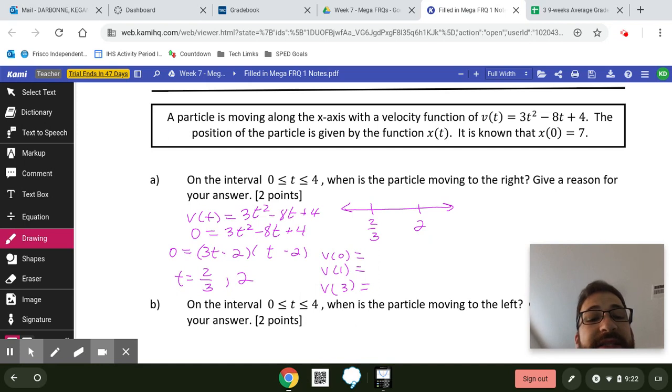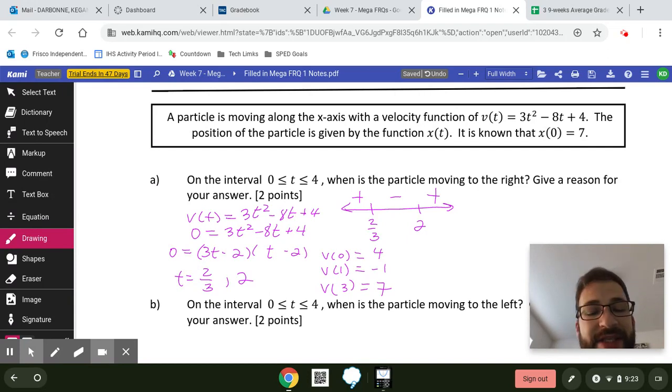So v of 0, if I plugged in 0, the first 2 terms would cancel out, so that would just be 4. So we do start out positive. Then v of 1: 1 squared is 1, so we have positive 3 minus 8 times 1. 3 minus 8 is -5, and -5 plus 4 is -1. So that's going to be negative there in the middle. And then v of 3: 3 squared is 9, 9 times 3 is 27, 3 times -8 is -24. So 27 minus 24 is 3, and 3 plus 4 is 7. So that is positive. We get positive, negative, and positive.